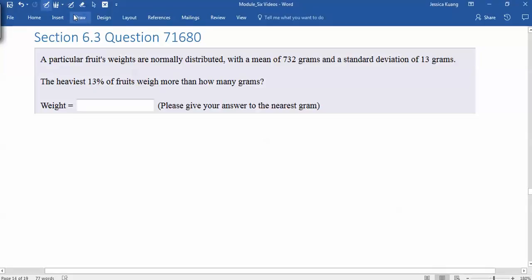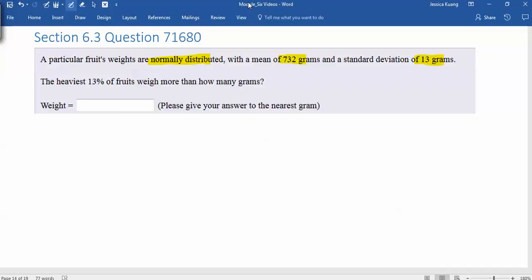The fruit's weight is normally distributed with a mean of 732 grams and a standard deviation of 13 grams. The heaviest 13% of fruits weigh more than how many grams?